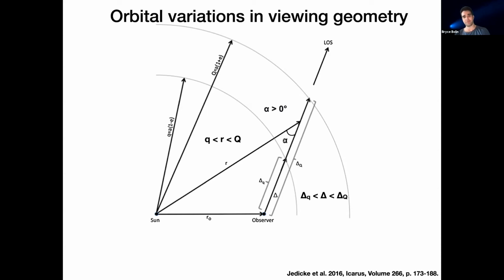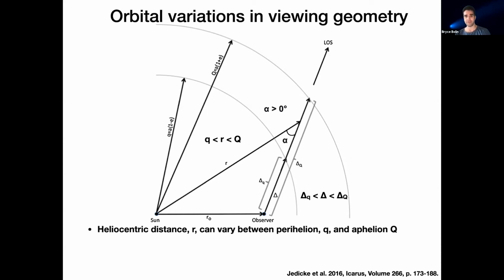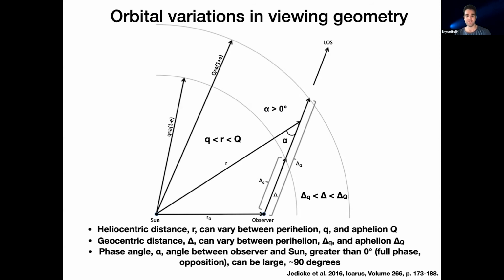Then there is a third quantity called alpha, which is the phase angle. And alpha is the phase angle, which is defined as the angle between the sun and the observer as viewed from the asteroid. And this can range in values greater than 0 degrees and can be fairly large, up to 90 degrees or more.